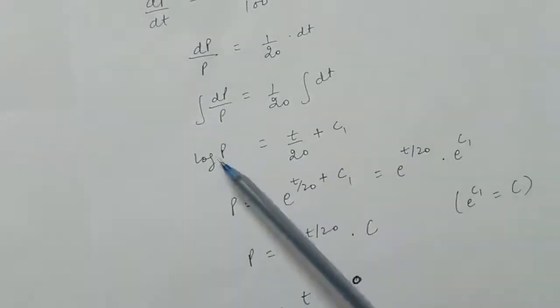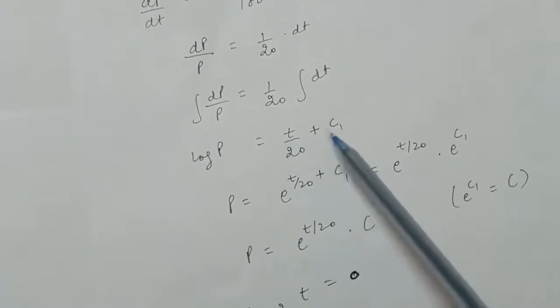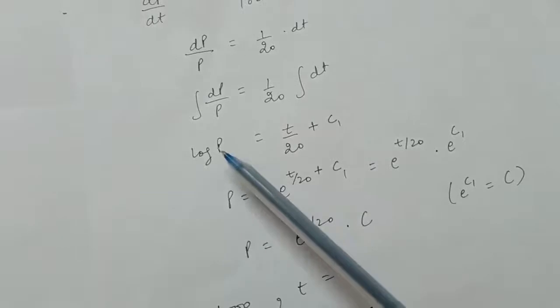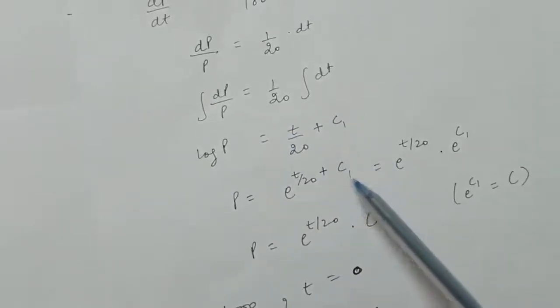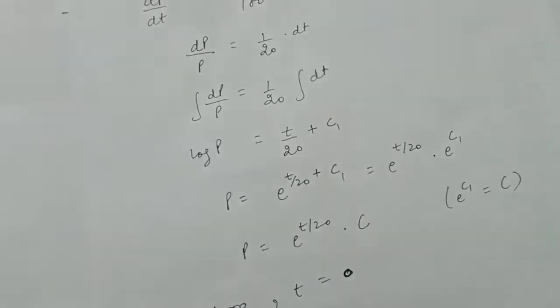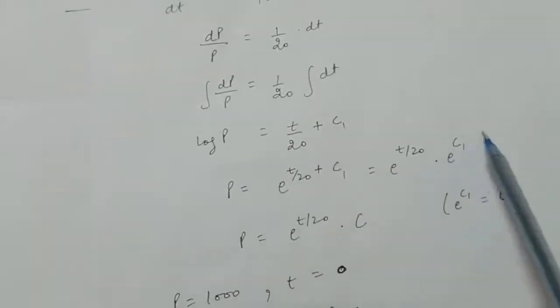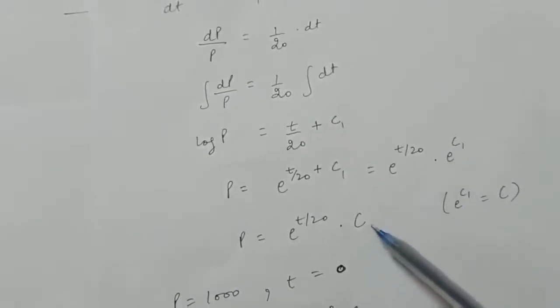Integral of 1 by p is log p, equal to integral of 1, which is t by 20 plus c1. Now if log p is this, then p will be e raised to the power of this complete expression, which is e raised to the power t by 20 into e raised to the power c1. Now this is again a constant, so I can write it as c.